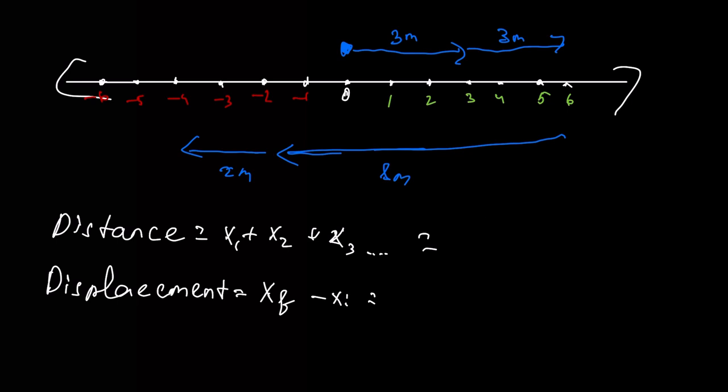Start by writing the distance: 3 plus 3 meters to the right, 3 meters to the right, and plus 8 meters, because we've passed the distance, but we shouldn't care about the directions, and plus 2 meters. So that would be pretty much 16 meters, but displacement would be different.